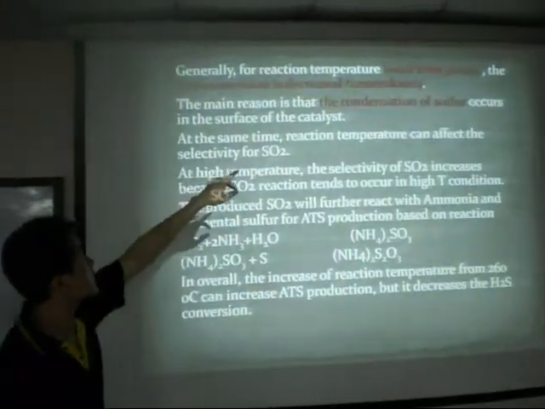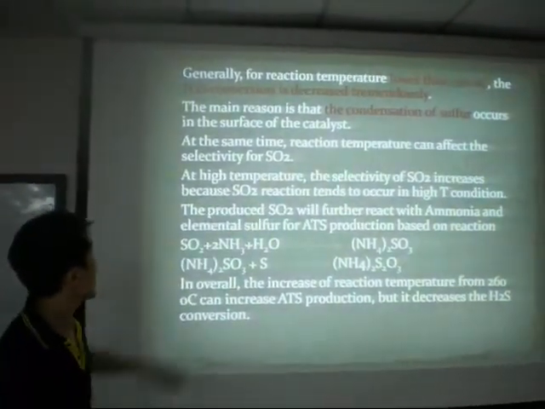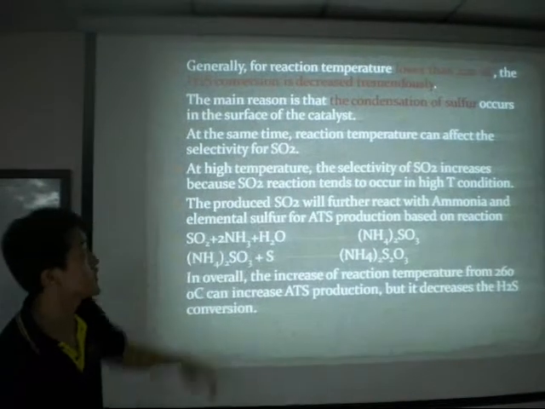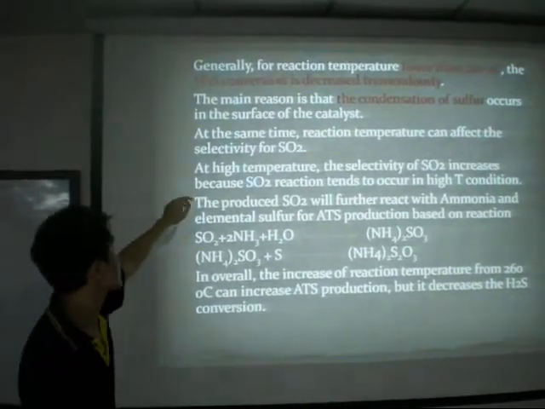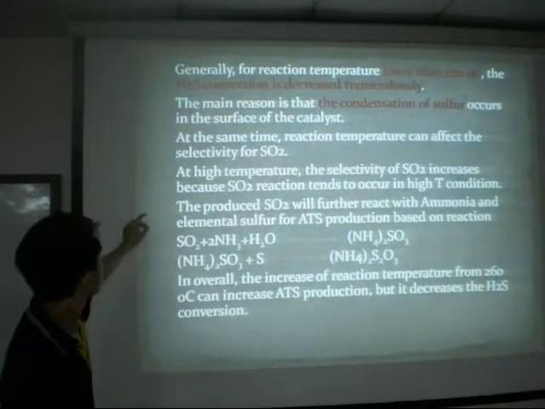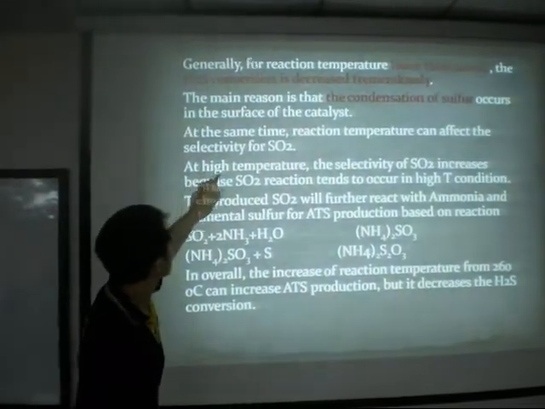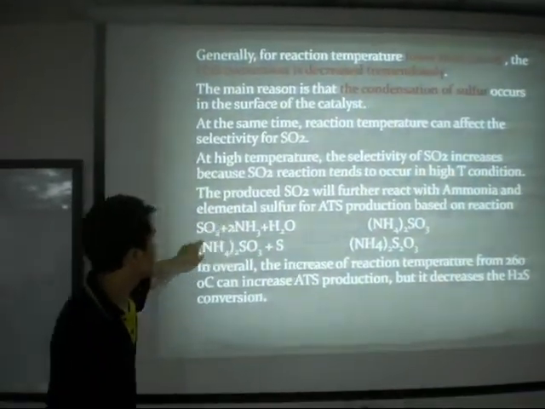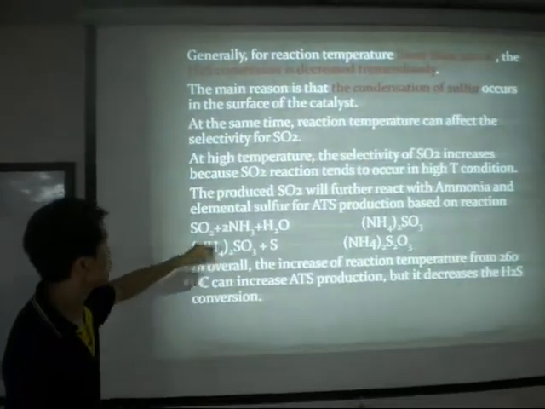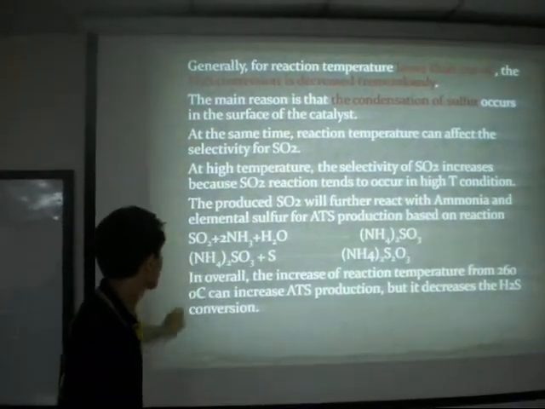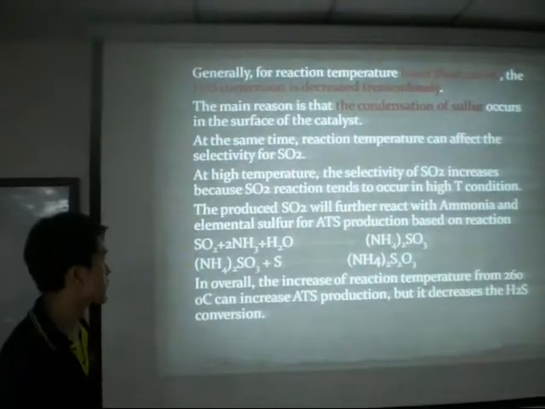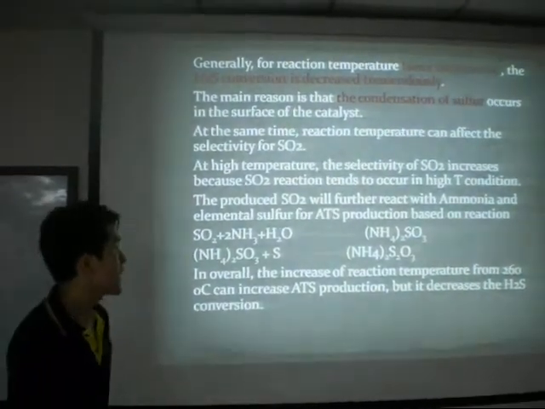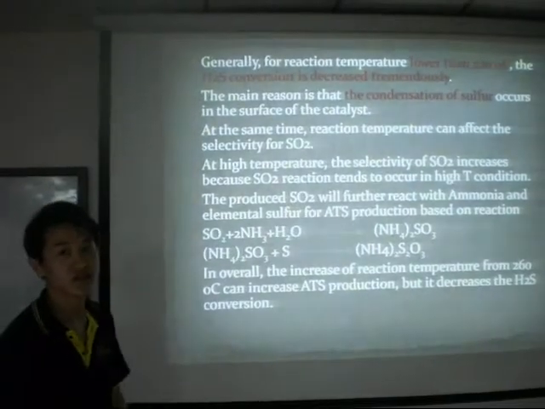So if the reaction temperature is lower than 220, the H2S conversion is decreased relatively. This is because the condensation of sulfur occurs at the surface of the catalyst. So here, the reaction temperature can affect the selectivity of O2. This reaction shows how the selectivity of O2 is affected. So overall, the increase of reaction temperature from 260 can increase the SO2 fraction, but it decreases the H2S conversion.